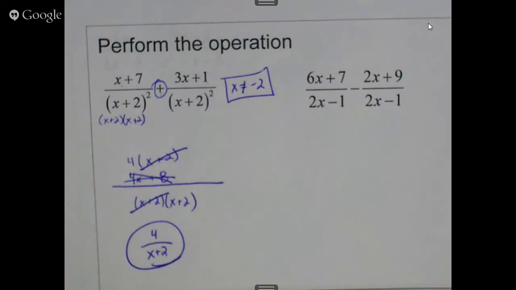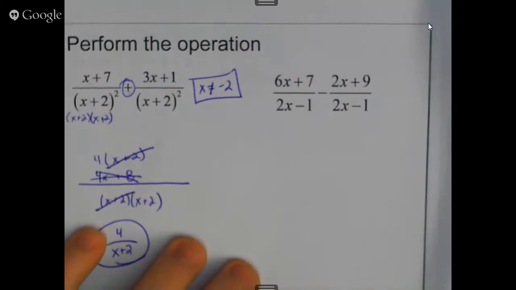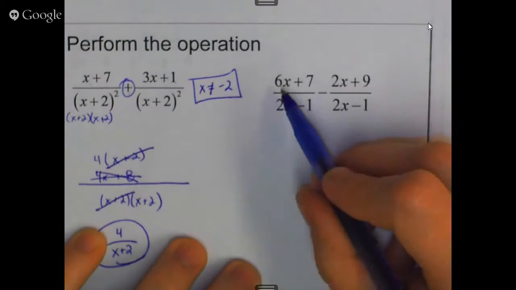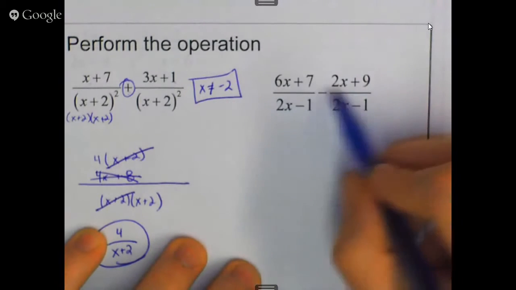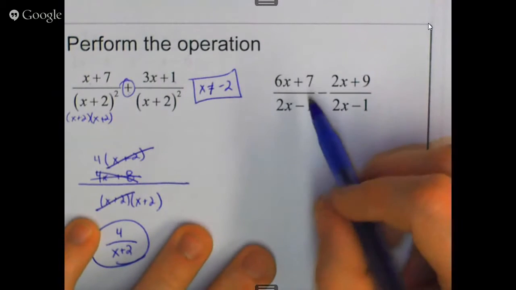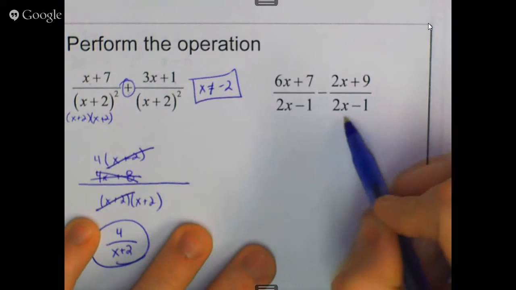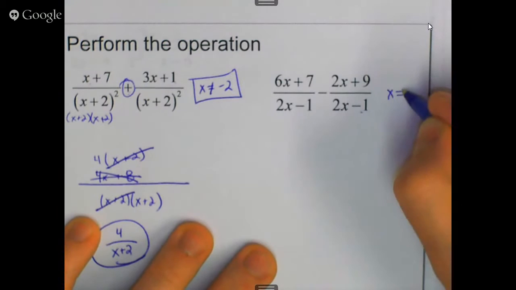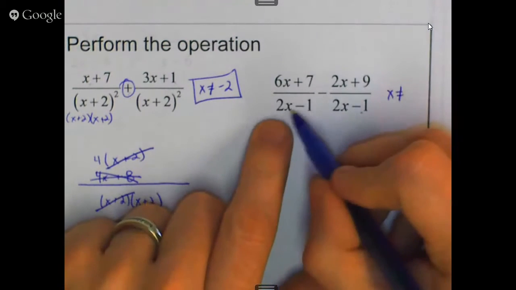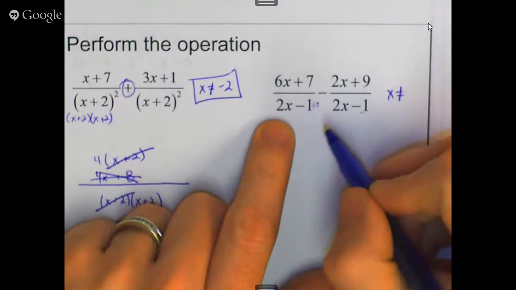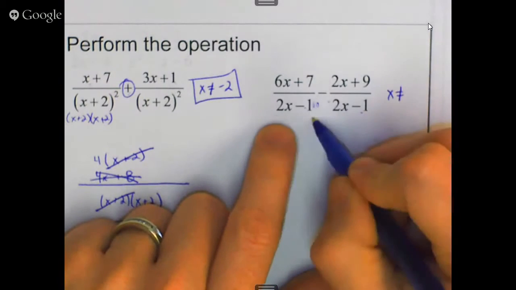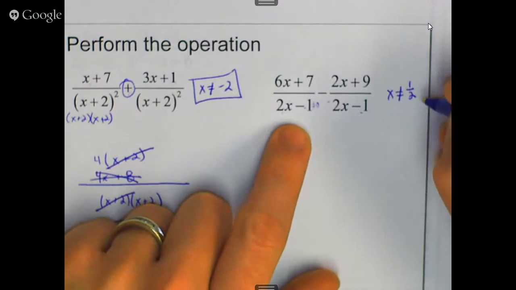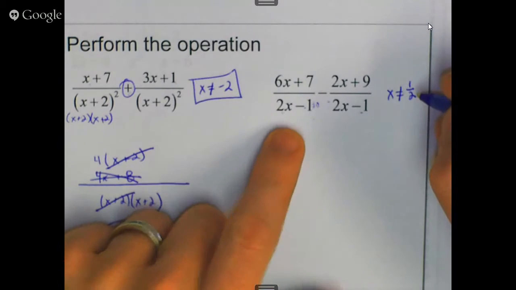You have to make sure you follow these steps. If you go out of order, you will probably get it wrong. Okay, so factor everything. It looks like we're all factored out. Must have a common denominator: 2x minus 1, 2x minus 1. So we're good. Restrict the domain. We'll take 2x minus 1 not equal to 0. Add 1, divide by 2. So x cannot equal 1/2.